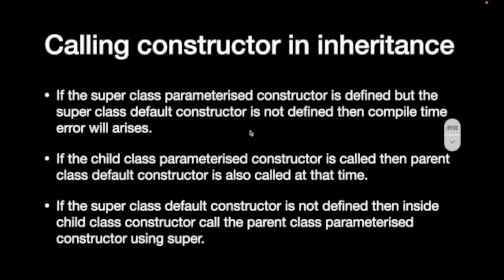if the superclass parameterized constructor is defined but the superclass default constructor is not defined, then a compile time error will arise. This statement we already studied. If inside the superclass you have the parameterized constructor and you have not defined the default constructor or no argument constructor, and you try to create the object of that class with the no argument constructor, then it will give you a compile time error.